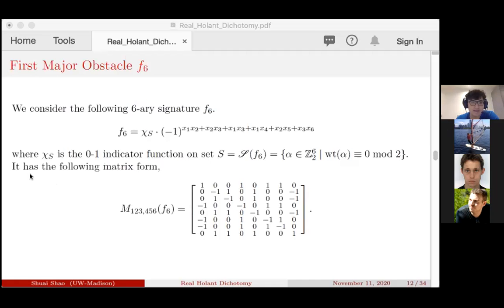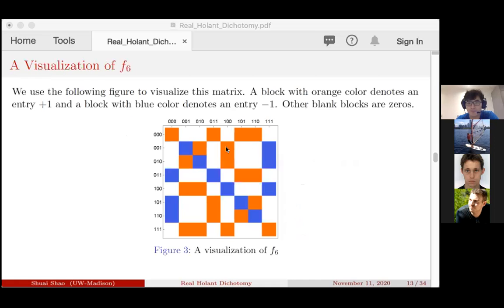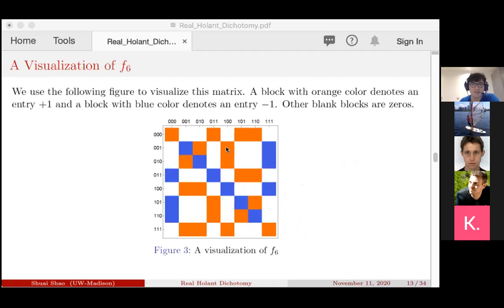And we can represent this signature by the following matrix. Here we use the first 3 variables as a row index and the last 3 variables as a column index. For example, the first row are entries where the variables x1, x2, x3 equal 0, 0, 0. And the second row are entries where x1, x2, x3 equal 0, 0, 1. So on and so forth from 0, 0, 0 to 1, 1, 1. And the same for the columns. Now we give the following picture to visualize this matrix.